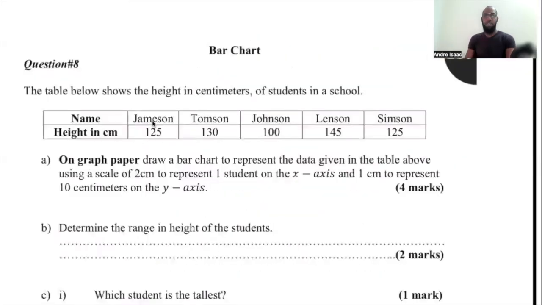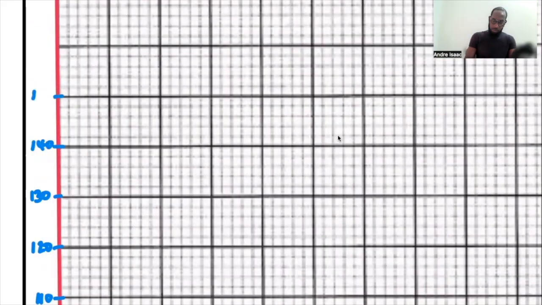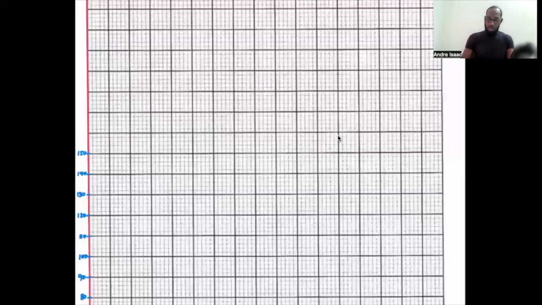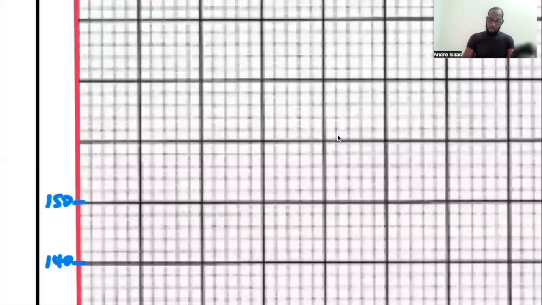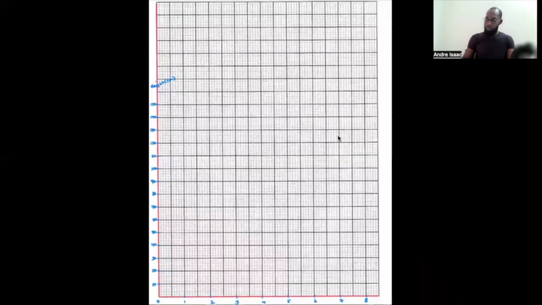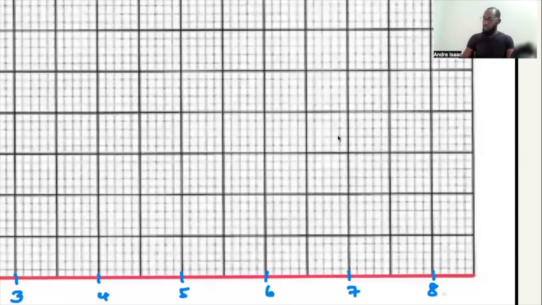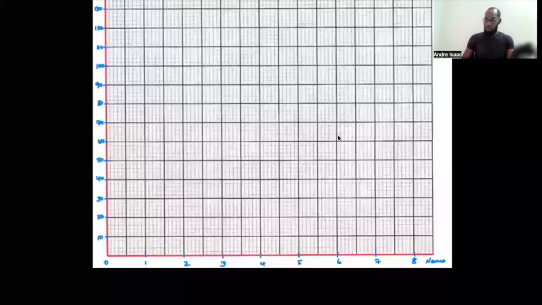Here we see the highest number is 145, so I'll go up to 150. 150 is good enough. Even if you put 160, it doesn't matter. So that is heights in centimeters, height in cm, and here will be names.